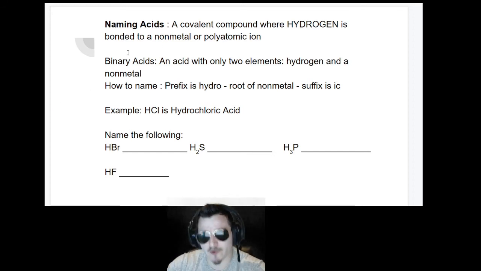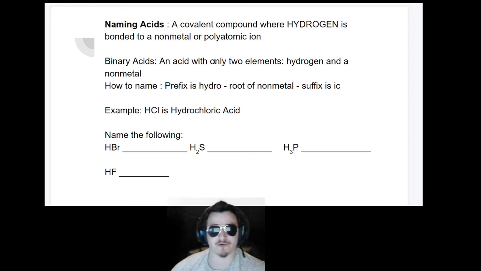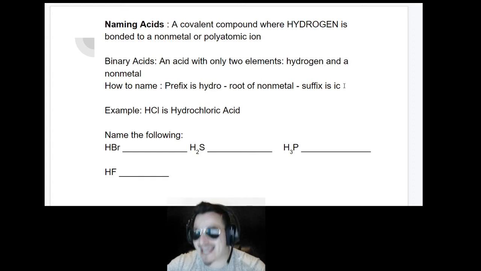The first category is binary acids, an acid with only two elements. We know that an acid has to have hydrogen, so hydrogen is one of the elements, and the other element is just whatever nonmetal it's attaching to. This has a very special way to name it, and this is where a lot of kids go wrong. They always start with the prefix hydro, then the root of the nonmetal it's attaching to, followed by the suffix ic.